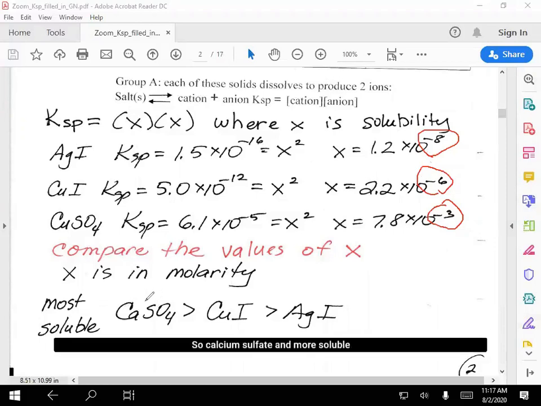So calcium sulfate is more soluble than copper 1 iodide, is more soluble than silver iodide.